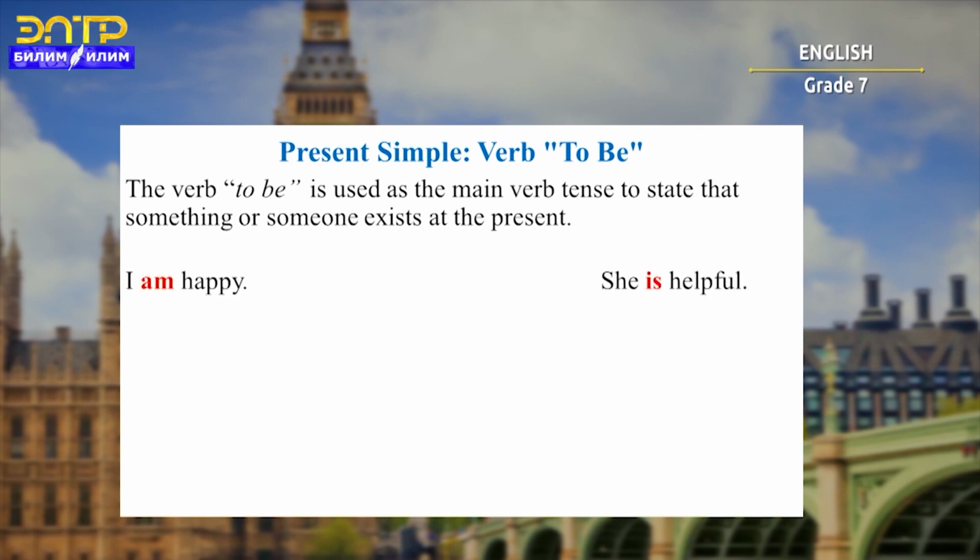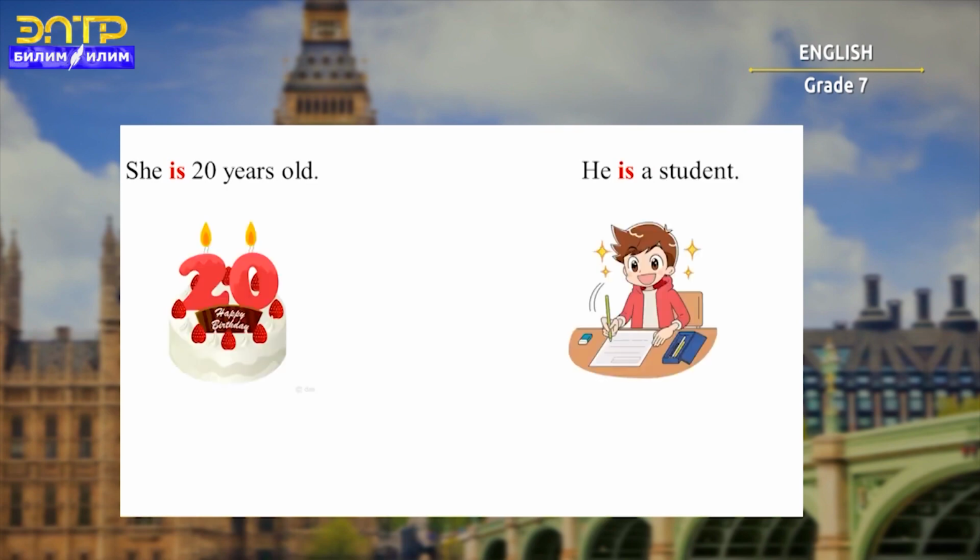Take a look at the following examples. I'm happy. She's helpful. She's 20 years old. He's a student.